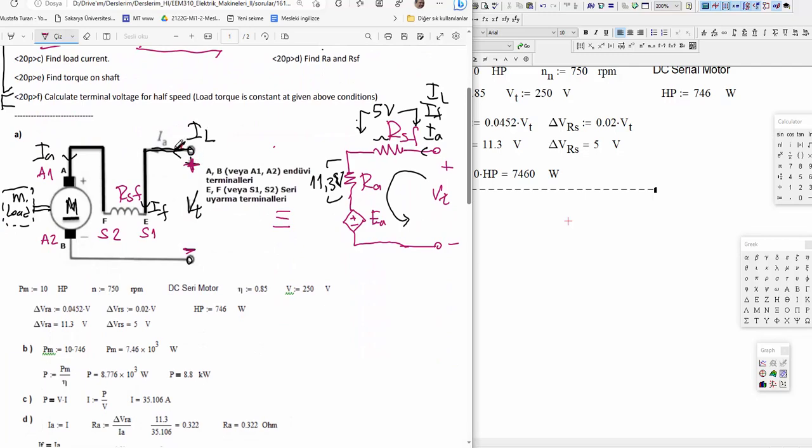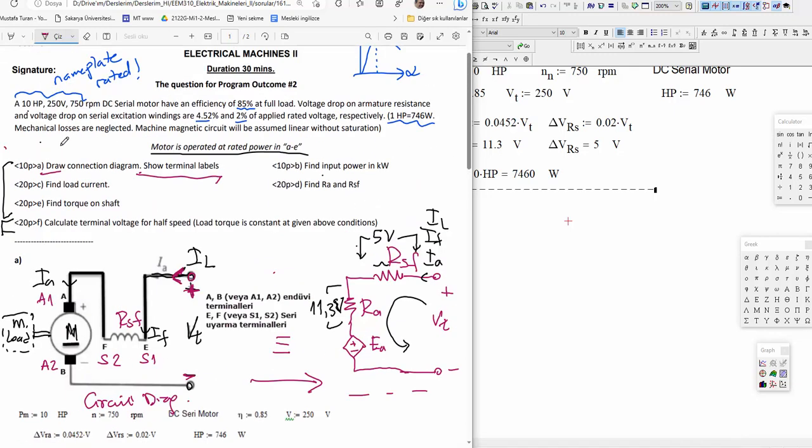We have already drawn it here. That is the circuit diagram. That is the equivalent circuit. We have drawn the circuit diagram. We have shown the terminal labels. We have completed question A.